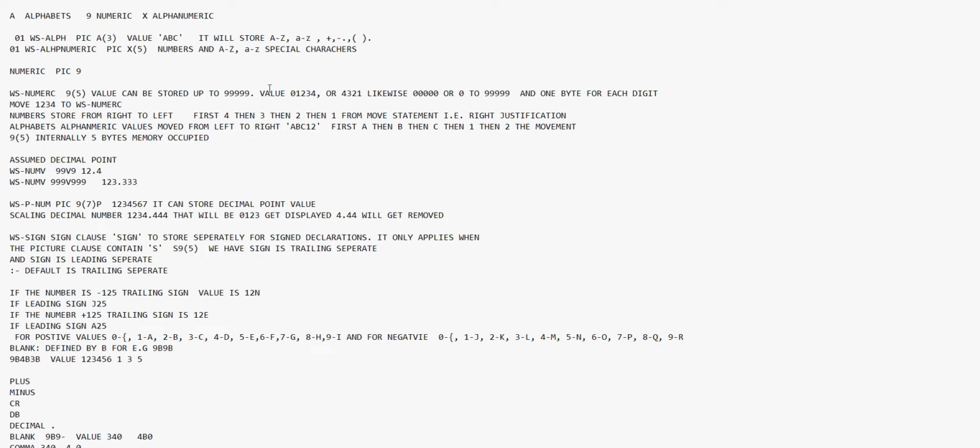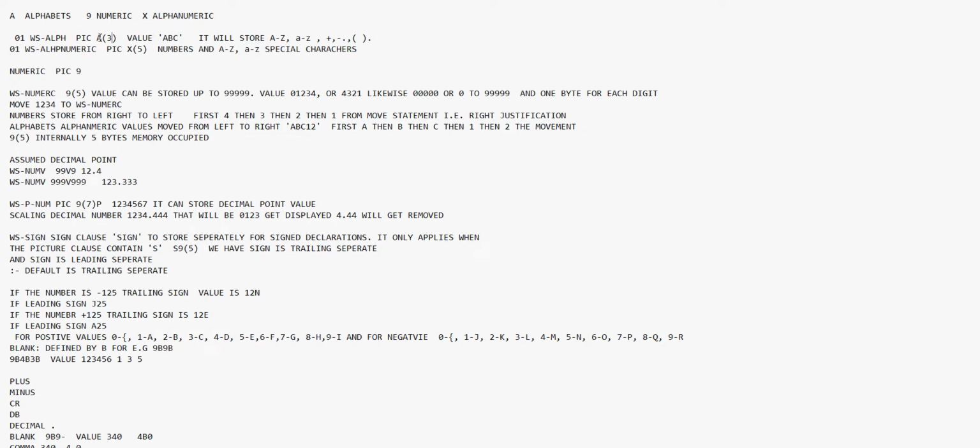As we have seen earlier, the data types: A for alphabets, 9 for numeric, and X for alphanumeric. What does it mean? If I mention 01 WS-ALPHA PIC A(3), that means we can store 3 characters in this variable. The value goes in single quotes for alphabetic data types, and alphanumeric as well. So VALUE 'ABC' I have mentioned.